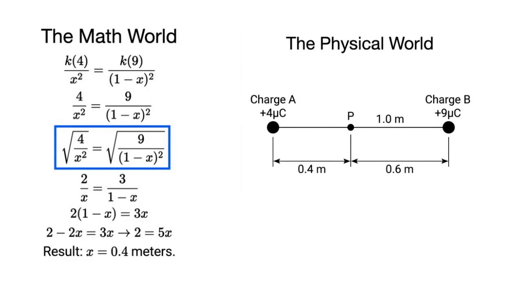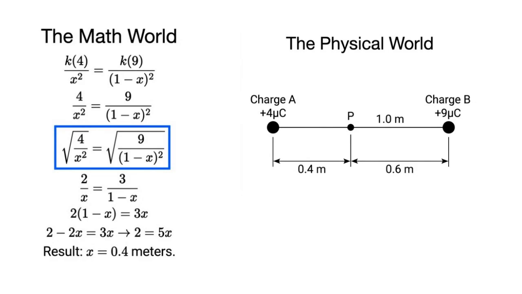Let's continue by looking at the relationship between the charges and distances in the physical setup. We have two charges, one with plus 4 microcoulombs and the other plus 9 microcoulombs, separated by 1 meter. Our goal is to find the point P where the electric field from both charges balances out, meaning their influences cancel each other. By setting up the equation with the constants and distances squared in the denominators, we can solve for x, the distance from the first charge to point P.